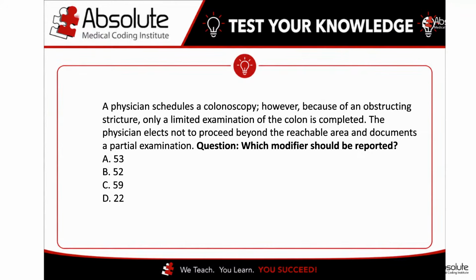All right. Which modifier should be reported? A, 53, 52, 59, or 22. A physician schedules a colonoscopy. However, because of an obstructing stricture, only a limited examination of the colon is completed. The physician elects not to proceed beyond the reachable area and documents a partial examination. What say you?